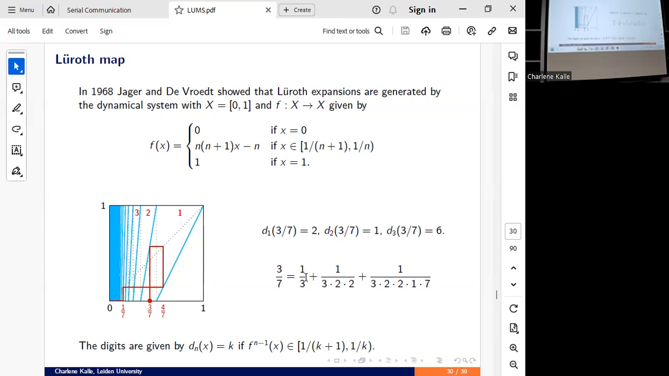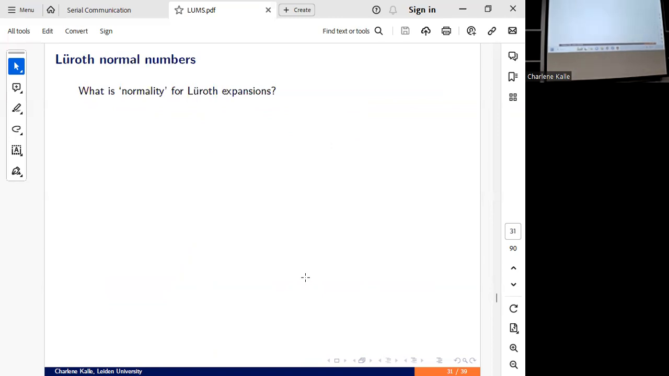So the nth digit is k precisely if after n-1 iterations, the point is in the interval from 1 over k plus 1 to 1 over k. So this is precisely the same as before. And then you can ask what normality means in this setting.